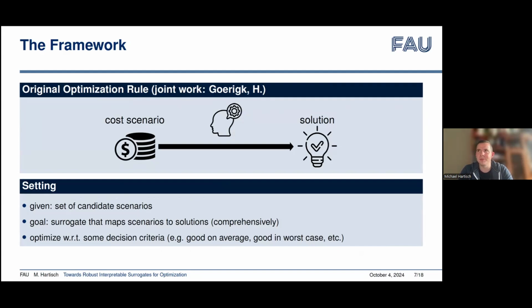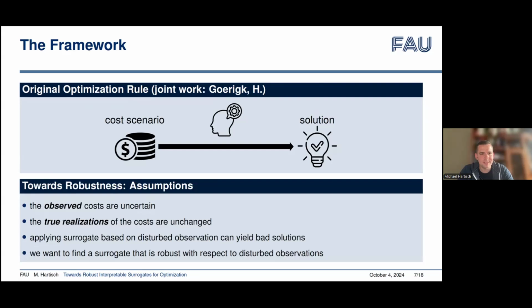Okay, but we actually want to talk about robust interpretable surrogates. So how does this come into play now? Well, the idea is that these cost scenarios that are the input for this optimization rule, for this surrogate, need to be observed, of course, but they might be disturbed. So we might have observations that are different from the true realization. Of course, we can go to Google Maps and check the estimated travel time of one road segment, but this does not mean that this is actually the true travel time. And if we now apply our surrogate using these disturbed observations, this obviously might lead to bad solutions. Hence the task is to find a surrogate that is robust with respect to these disturbed observations.